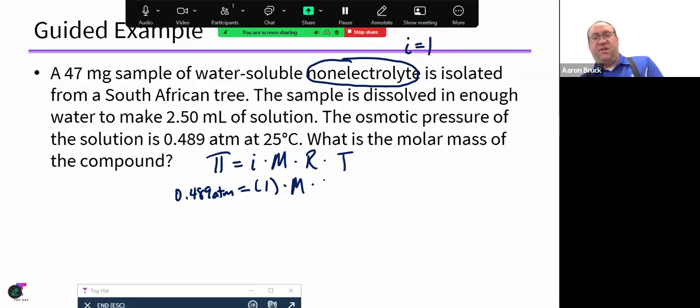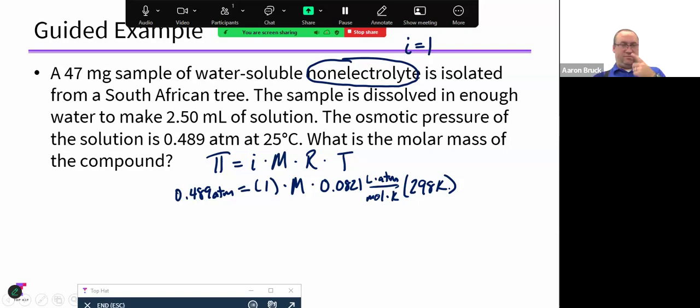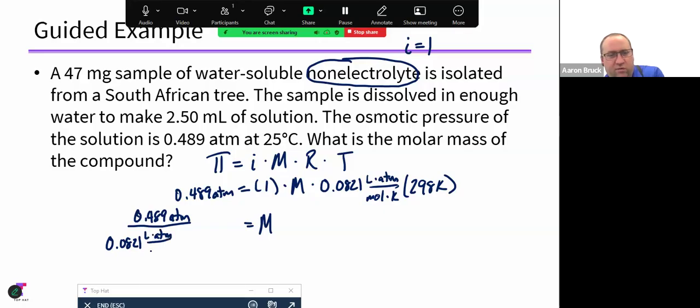Our R value, since we're in atmospheres, is going to be 0.0821 liter atmospheres over moles times Kelvin. And 25 Celsius is 298 Kelvin. So to get the molarity by itself, I'm going to have 0.489 atmospheres divided by 0.0821 liter atmospheres over moles times Kelvin and 298 Kelvin.